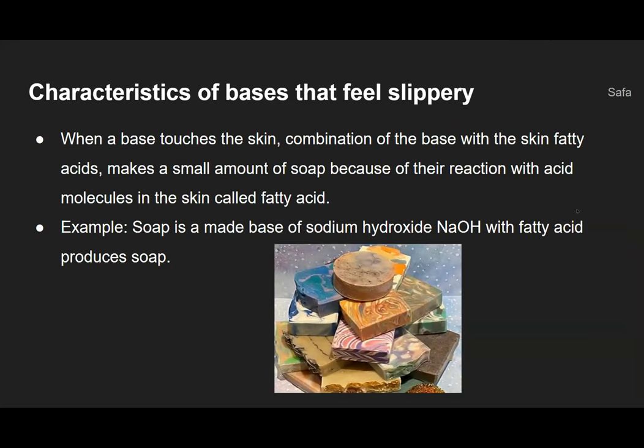Characteristics of bases: they feel slippery. When a base touches the skin, the base combines with the skin's fatty acids and makes a small amount of soap, because of its reaction with acid molecules in the skin called fatty acids. For example, soap is made from the base sodium hydroxide, NaOH, with fatty acid.